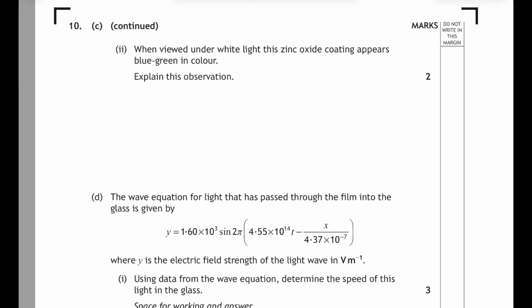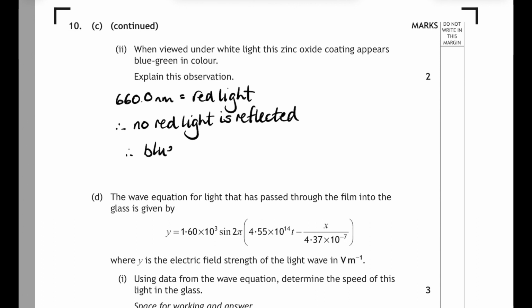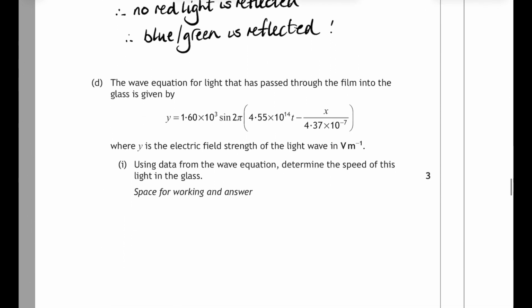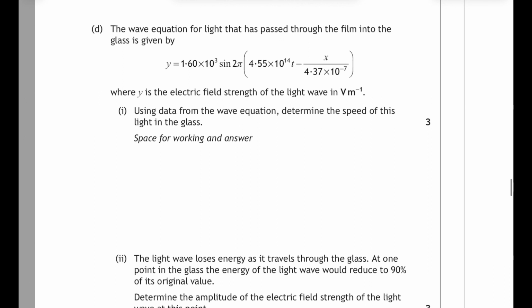Well, remember it's anti-reflecting for 660 nanometers, and 660 nanometers is red light. So if it's not reflecting any red light, but it will reflect the rest of the visible spectrum, so blue and green is reflected. Now the rest of this question has got nothing to do with thin film interference. This is to do with the travelling wave equation.